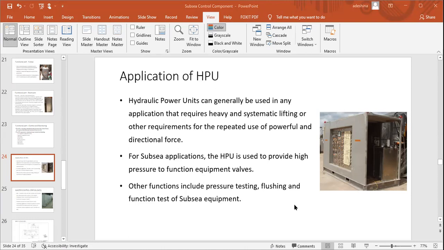So when you have an equipment that has a movable part, whereby you alter the direction of that part using hydraulics, we call that a function test, just to ensure that that part is moving as it should be. Is that clear? Yes, sir. Good. So let's move on.